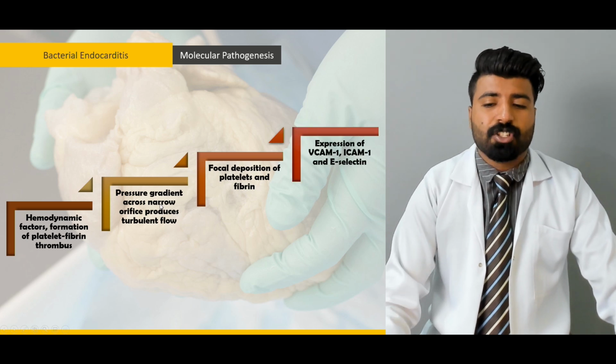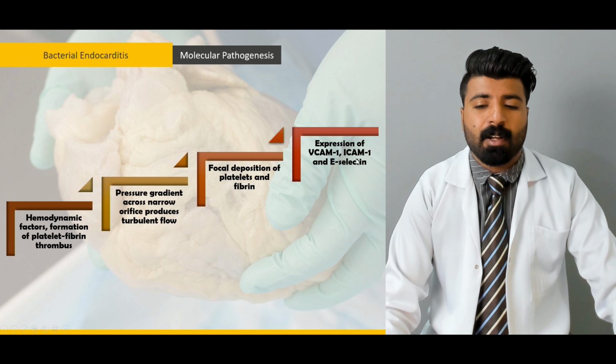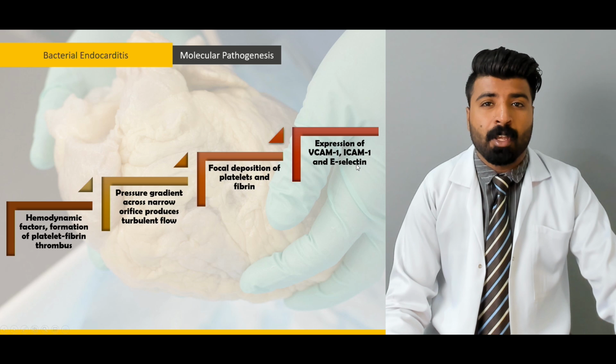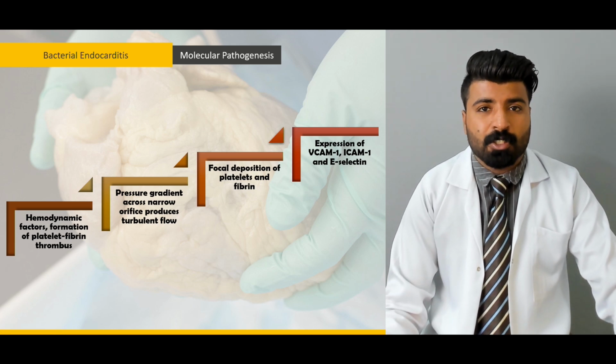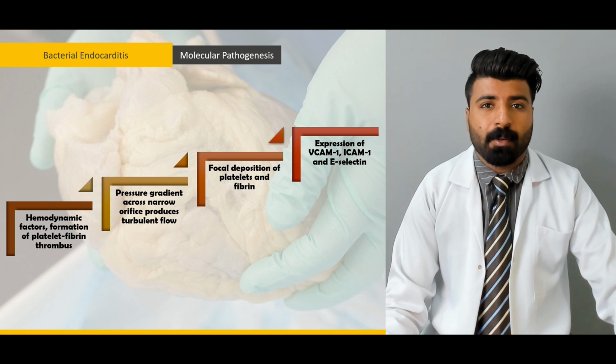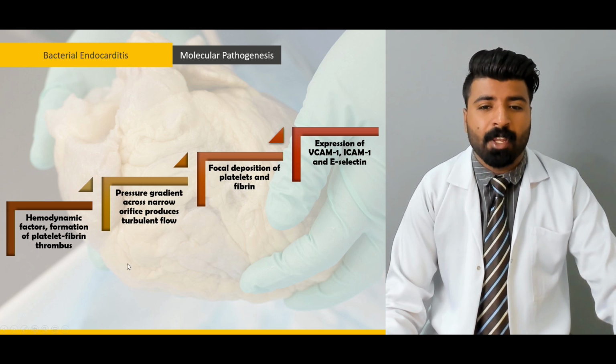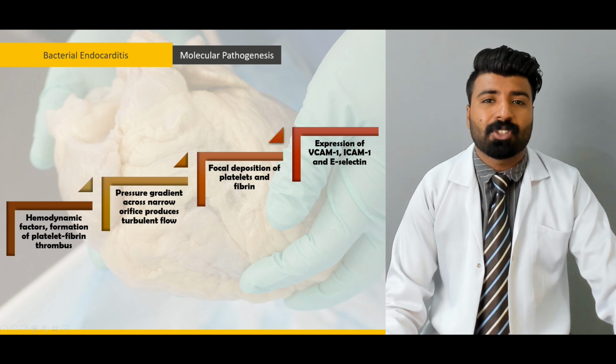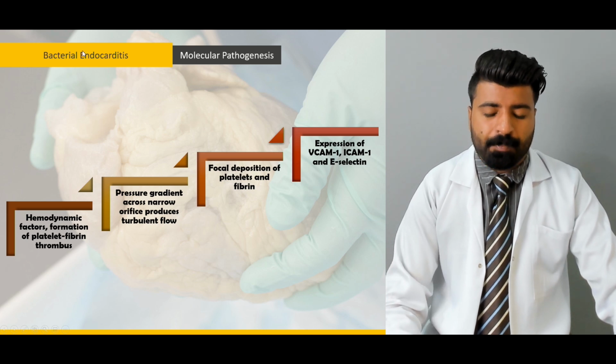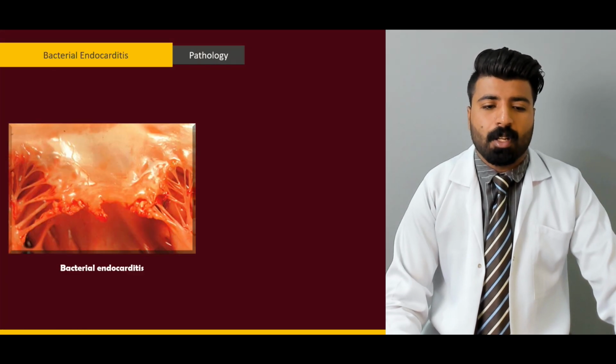And when they're attached, expression of VCAM-1, ICAM-1 and E-selectin will come in, which induce inflammation. When there are these expressions of these factors, what will happen? Inflammation of those structures will happen, and that will lead to endocarditis, inflammation of the endocardium. Now, this is the molecular pathogenesis of bacterial endocarditis. What's it leading to? Let's look at it.